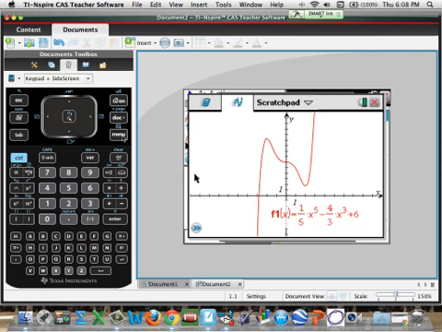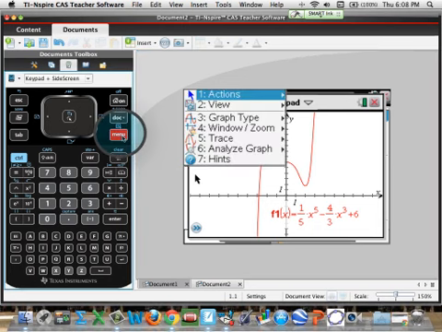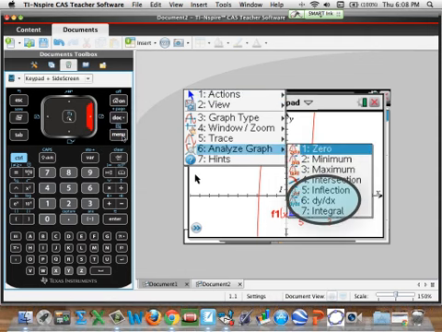Now, there's a command here in the menu that I want you to get acquainted with. Under Menu, if we go to Analyze Graph and choose dy/dx, that's the symbol we know means derivative.